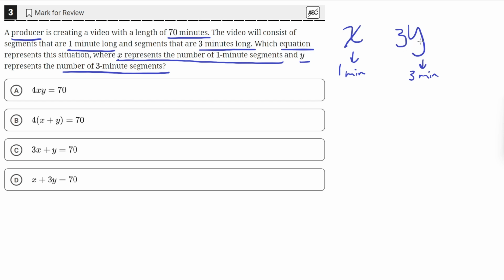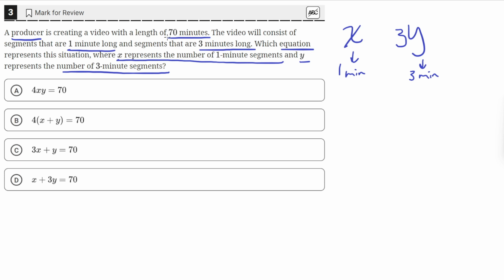So if we multiply the number of all of those 3 minute segments with 3, we get the total duration of the 3 minute segments. And we can do the same for x, because x is the number of 1 minute segments, so each segment is 1 minute long. If we multiply that with 1, that gives us the total duration of all of the 1 minute segments. But since it's just a coefficient of 1, we can just put nothing there, because nothing there assumes that the coefficient of the variable is 1.